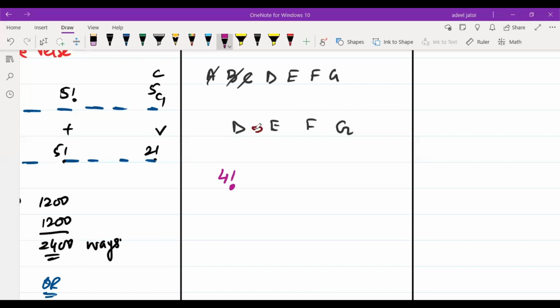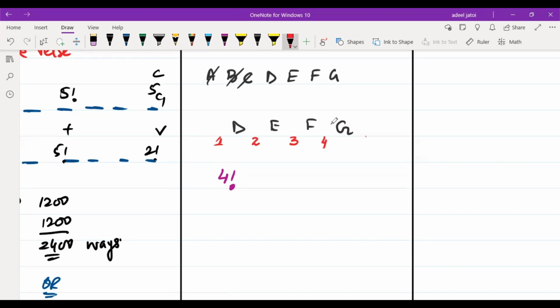So if I place any one letter, obviously the gaps will reduce. Then if I place a second letter, the gaps will reduce. Then I place the third letter. So what we need to understand is how many gaps do we have? In total, there is a gap before D where I can place a letter. Then we can place a letter between D and E. We can place a letter between E and F. We can place a letter between F and G.